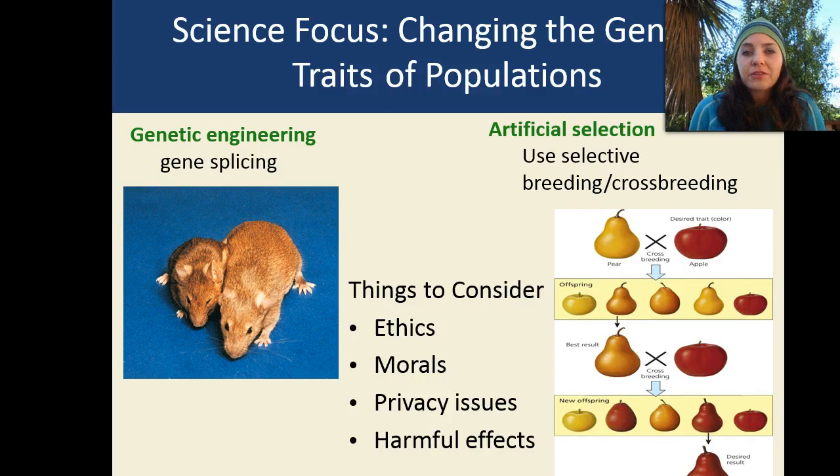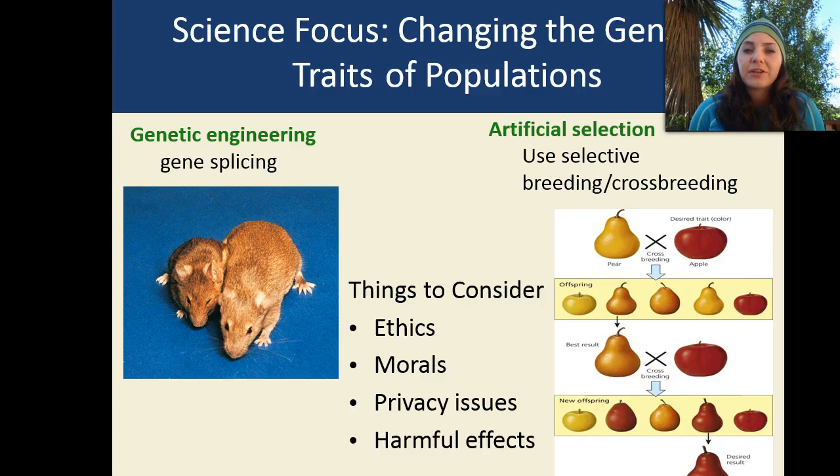We have artificial selection, which is when we use selective breeding or crossbreeding. This is how almost everything that goes into our mouth has been formed. Apples, pears, lettuce, cauliflower, broccoli, corn, wheat, which make up almost everything. All of those have been artificially selected for specific traits and bred to the standards that we want them.